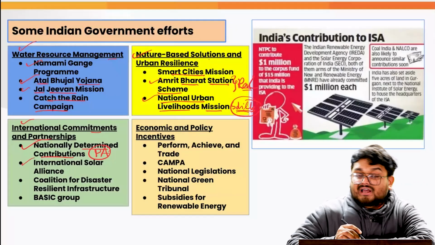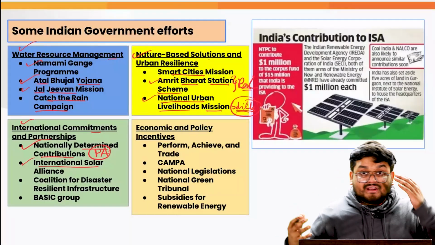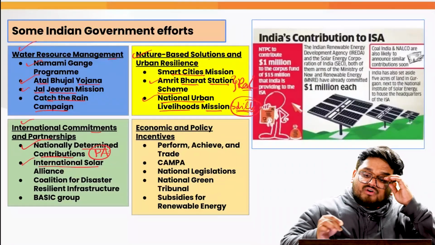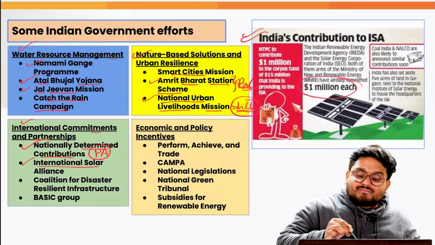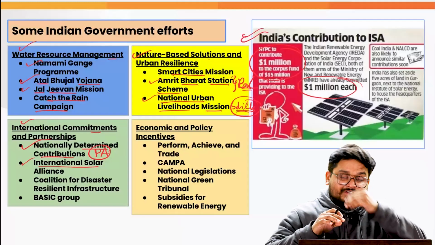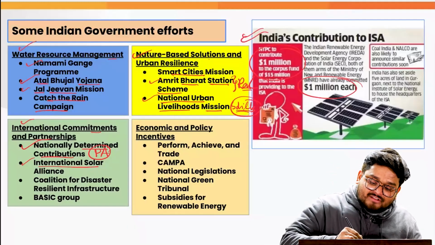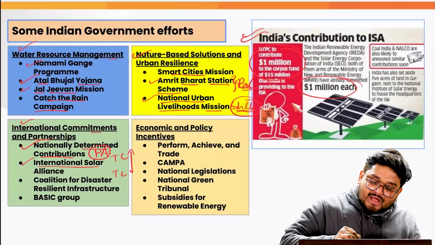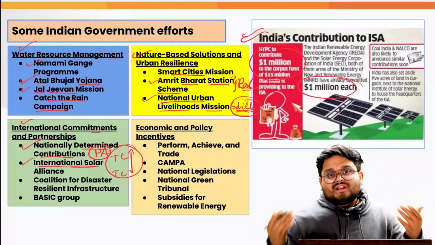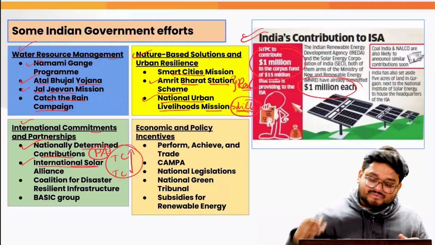India pioneered the foundation of the International Solar Alliance, and India is also contributing actively to it. It is an alliance of countries based around the Tropic of Cancer and Tropic of Capricorn. So countries lying between the two are part of the International Solar Alliance, where other countries are also invited to be a part of this alliance.